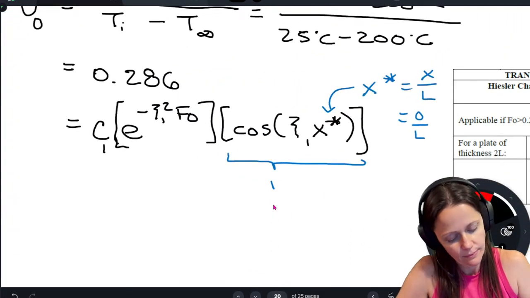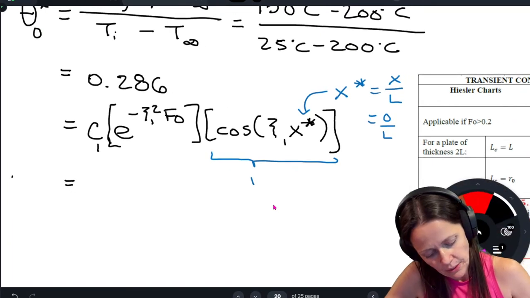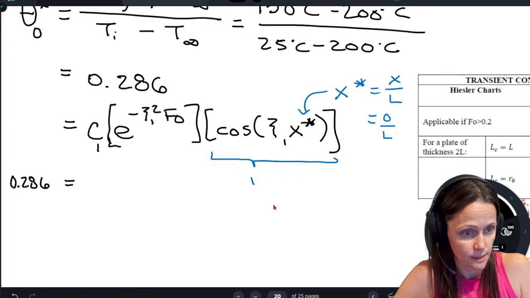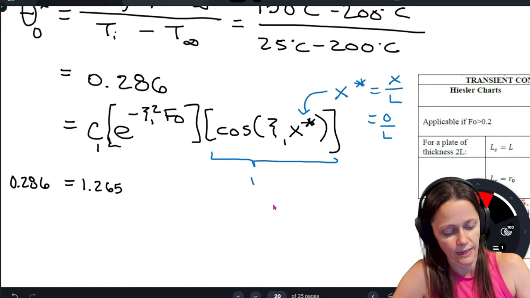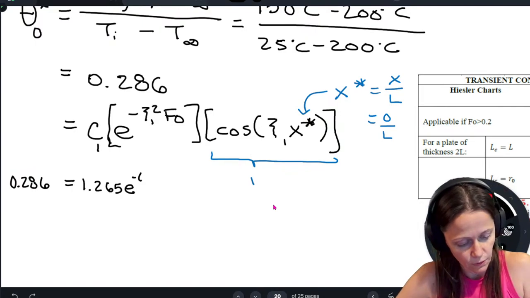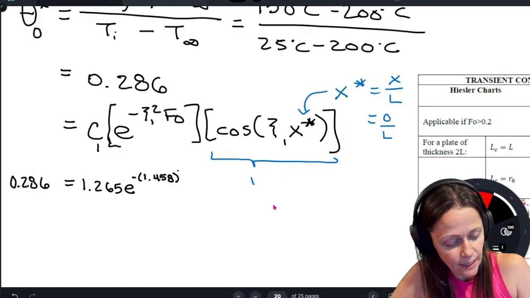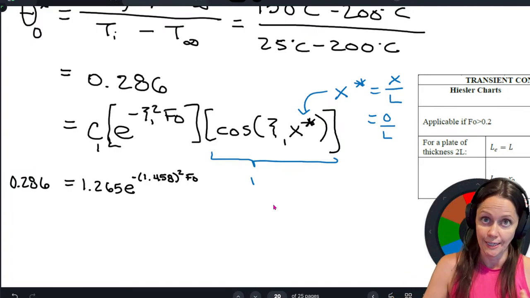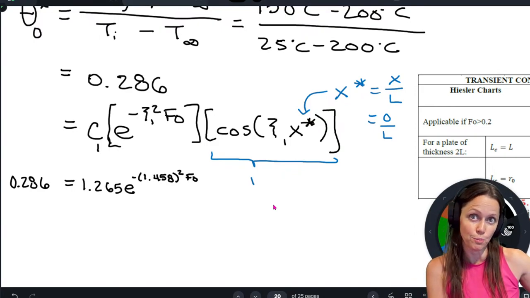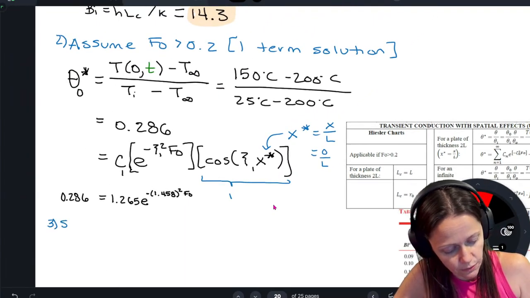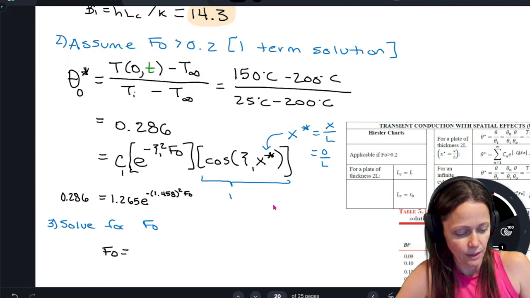All right, so again, this whole thing, which is equal to 0.286, is equal to my C1. C1 is the 1.265, and then it's e to the negative zeta squared, so negative 1.458 squared, times the Fourier number that I'm looking for because I need that to get the time. And then, of course, that whole second spatial dependence term is just one. And so now I just need to solve for my Fourier number. So I end up getting a Fourier number of 0.7.